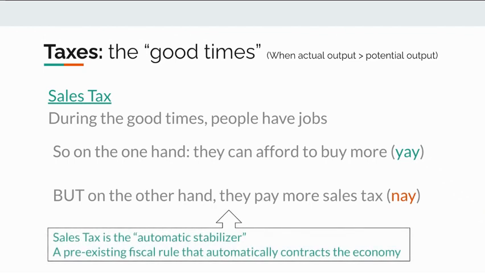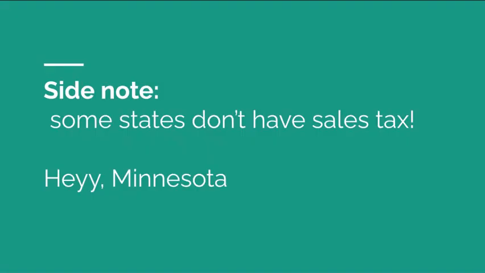Again, you buy something, you automatically pay tax on it, right? Congress doesn't have to pass a bill to tax you when you go buy groceries. So these are pre-existing fiscal rules that automatically contract the economy.